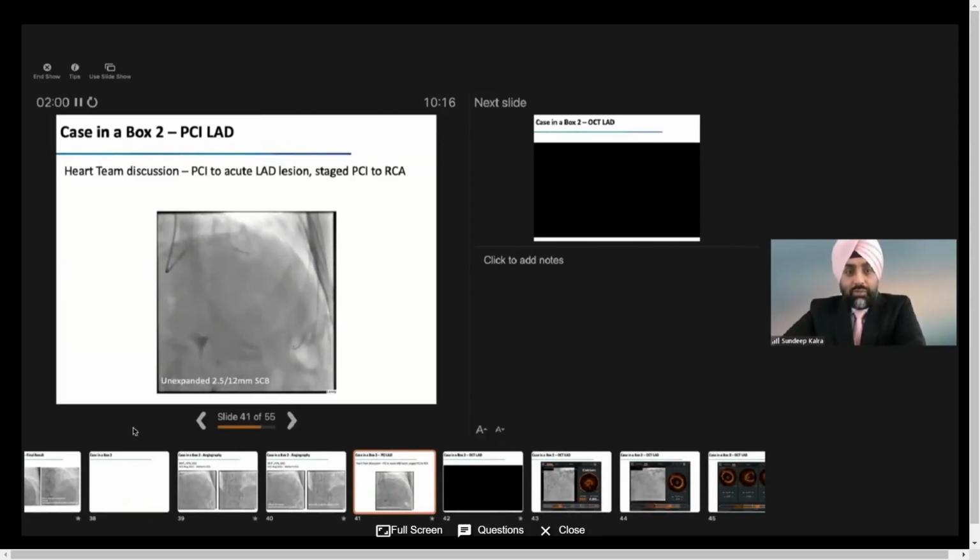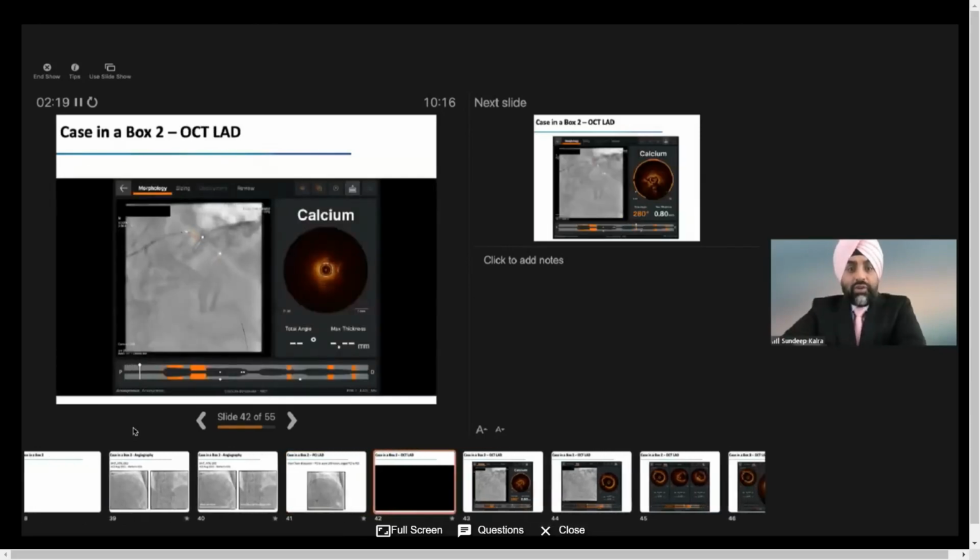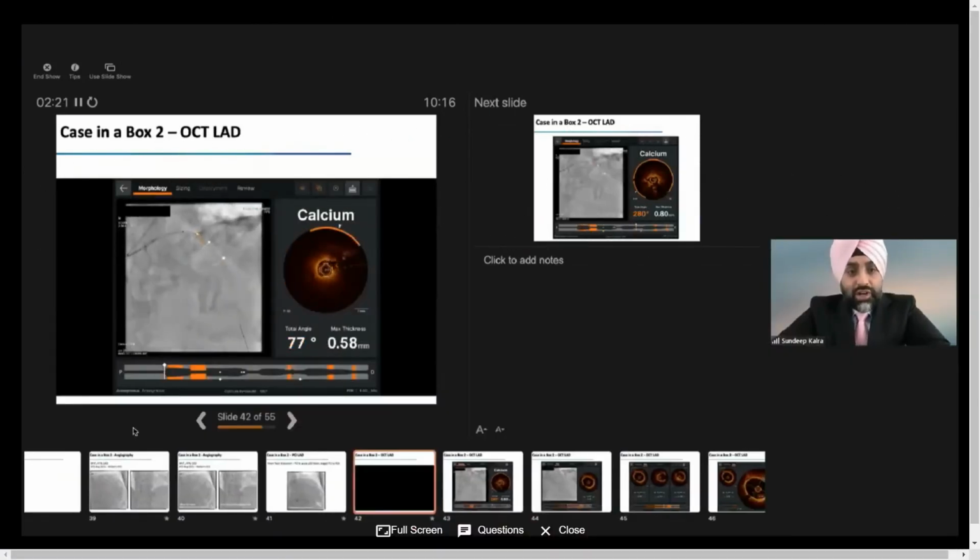So I proceeded to treat the acute LAD lesion with PCI, and was going to consider staged PCI to the right coronary artery. Initial pre-dilatation with a 2.5 millimeter semi-compliant balloon showed very poor expansion of the balloon, so there is a heavy burden of calcium here. So my next step was to undertake intravascular imaging. I proceeded again with Ultreon and OCT.